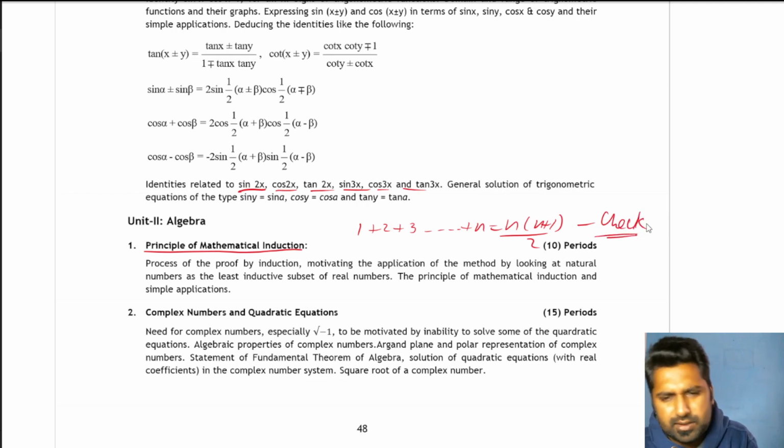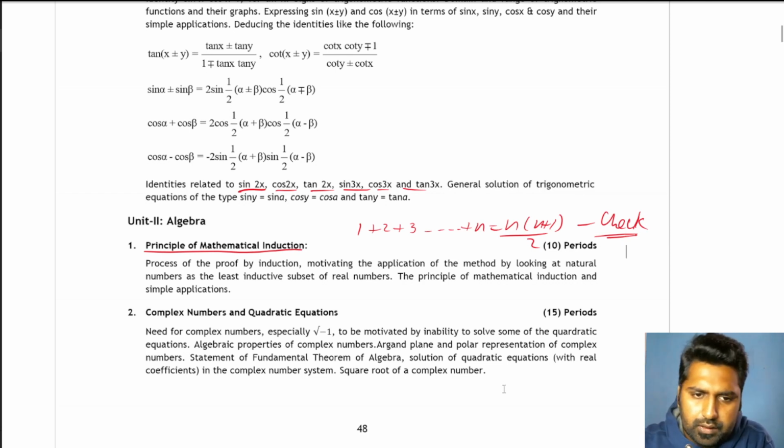Okay. So there are certain steps, 3 steps are there. Using those, you can check whether a given formula is correct or not. Not any formula, a series formula basically.